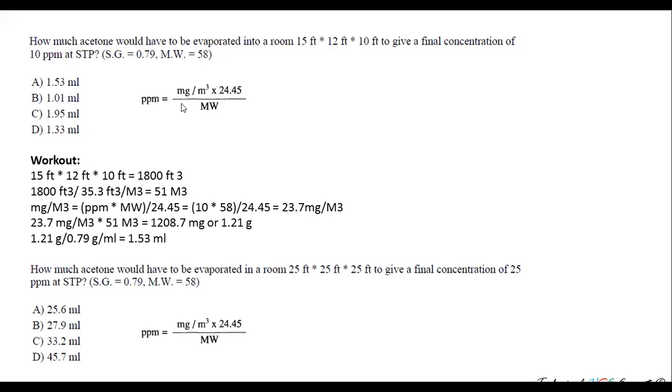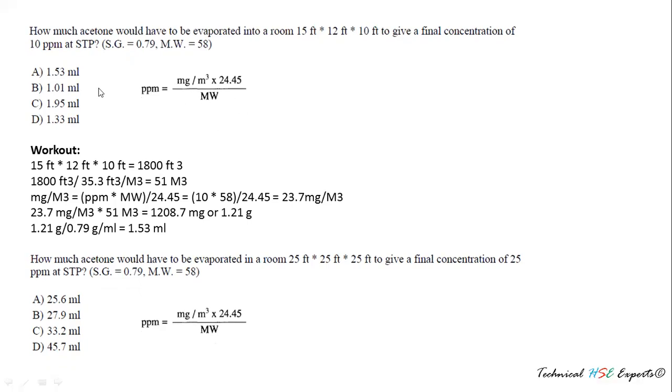Can you see my formula sheet? So here it is. Under concentration of vapors and gases, this formula will be there. It is basically used to convert ppm to milligram per meter cube. Let us go back. So see here in the options, all are in ml. So now how are we going to end up with the option? Let us see the workout.